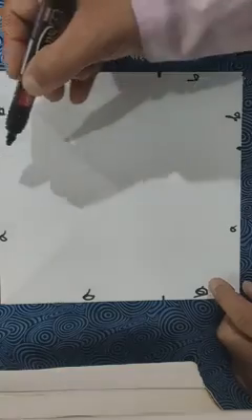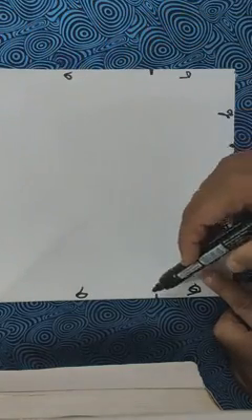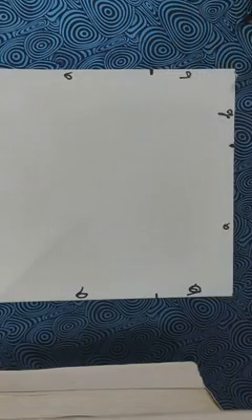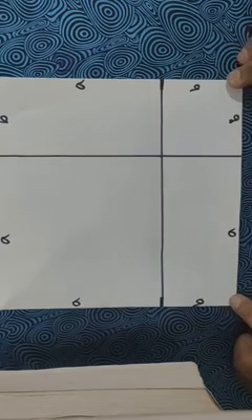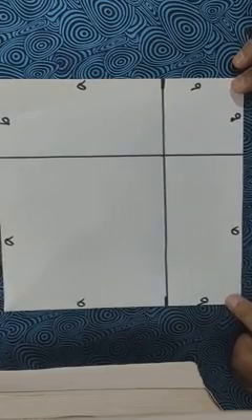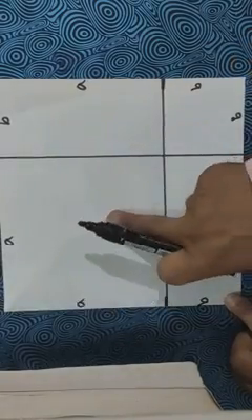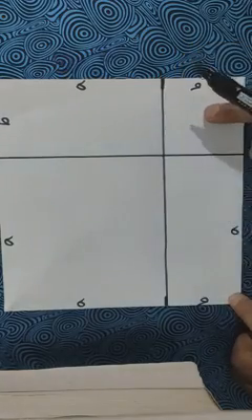Now let us join this point and this point. Similarly, this point and this point. After joining the points, we obtain this figure. In this figure, if you notice carefully, you will see that this is a square shape. This is a rectangle, this is a rectangle, and again this is a square.